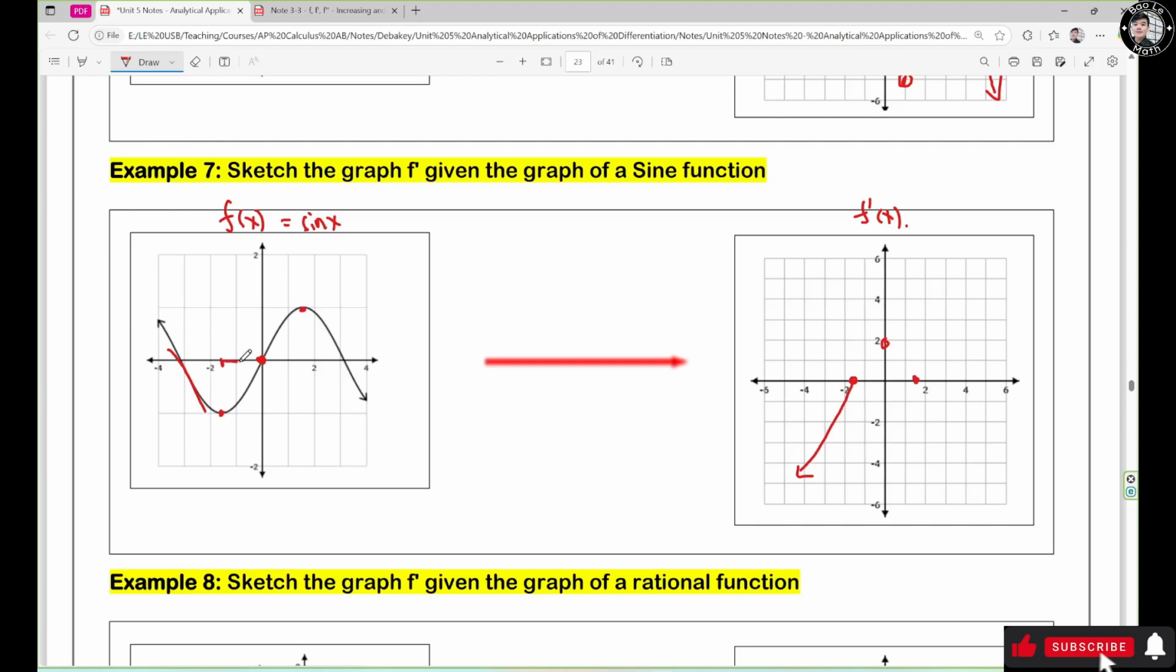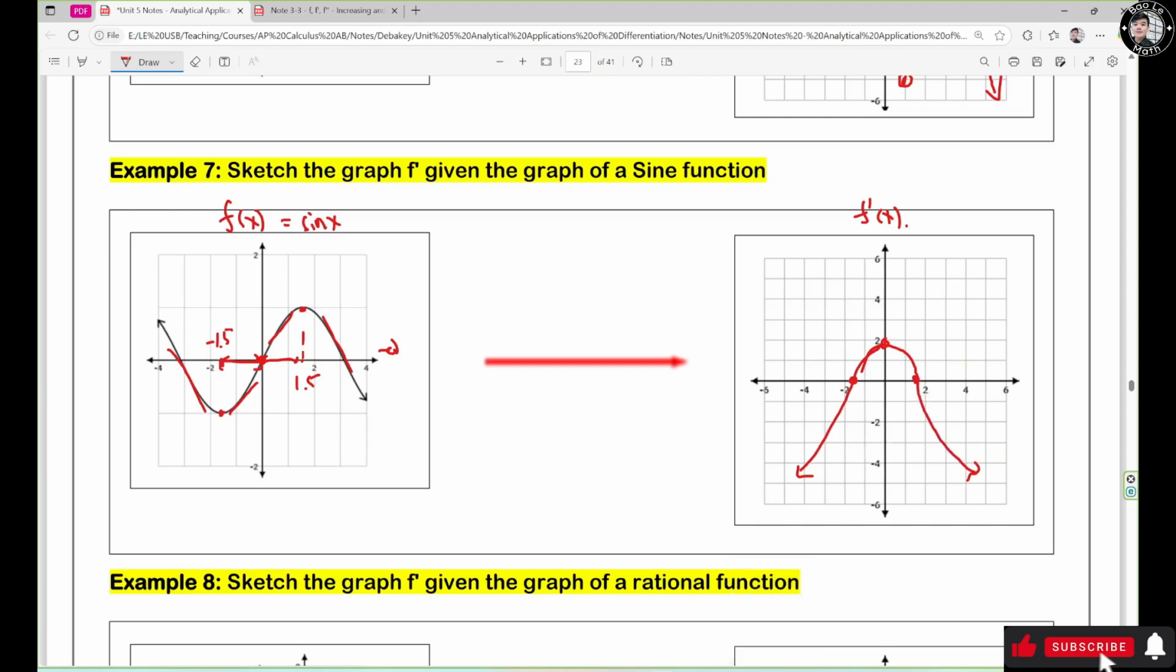From here to here, the slope is positive, right? So it's gonna be above the axis, right? So it could be like this. From negative 1.5 to 0, and then from 0 to 1.5 right here, the slope is positive, so it could be above the axis, so it could be like this. Now from 1.5 all the way to infinity, the slope is negative, right? So it could be below the axis, so it could be something like this, right?